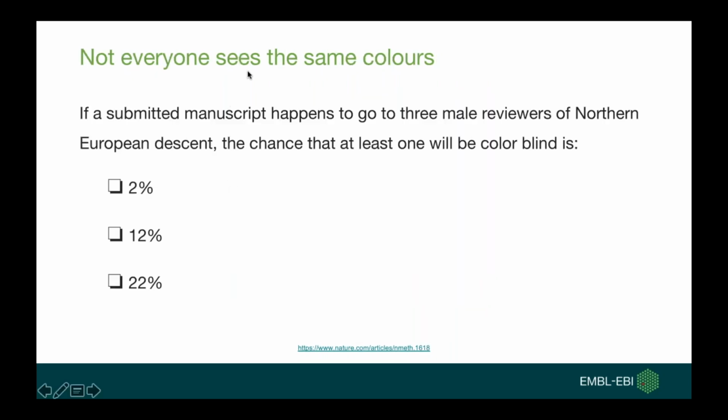Another thing to remember is that not everyone sees the same colors, and particularly there is a condition called color blindness, where people cannot easily distinguish shades of red and green. So I prepared a small quiz, which I'm going to read, and I'll invite you to think about the answer, and then I'll say the answer myself. If a submitted manuscript happens to go to 3 male reviewers of Northern European descent, the chance that at least one of them will be colorblind is either 2, 12, or 22%. So give yourself the time to think. And now I'll tell you the answer, which is 22%.